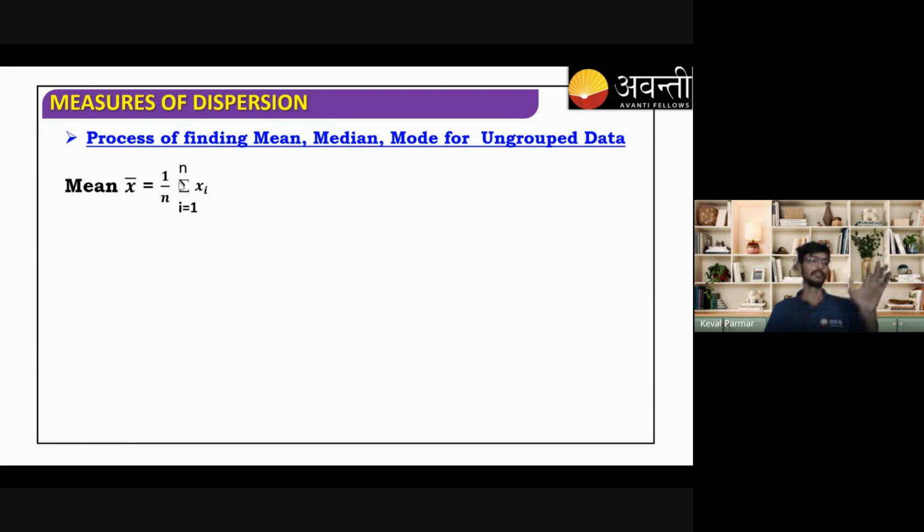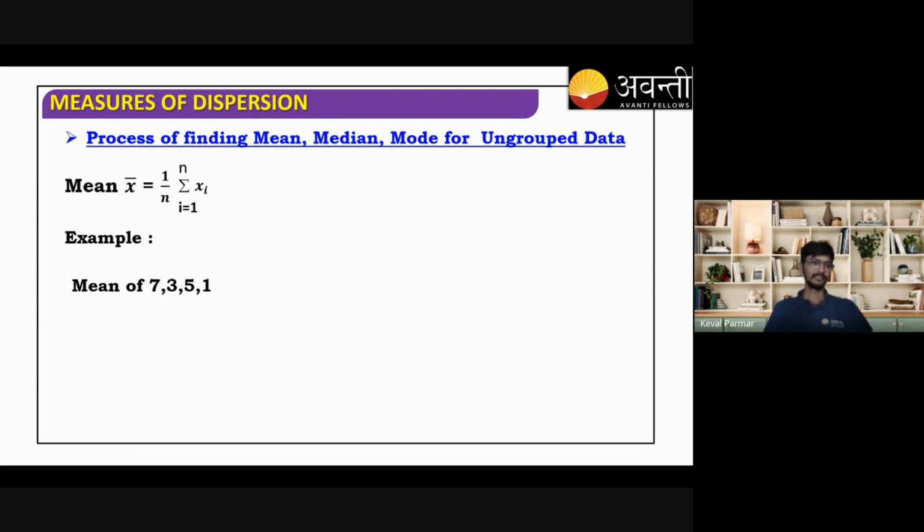total number of observations. This you might have heard many times from a school teacher. Mean is sum of all observations upon total number of observations. So n is the total number of observations. This whole thing, summation, is the sum of all observations.